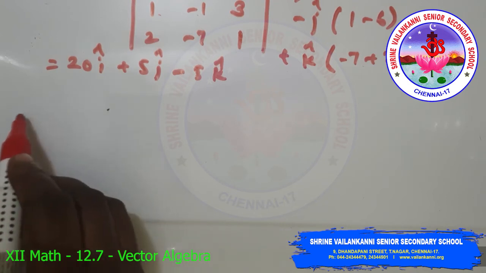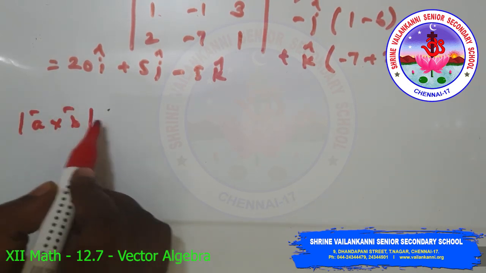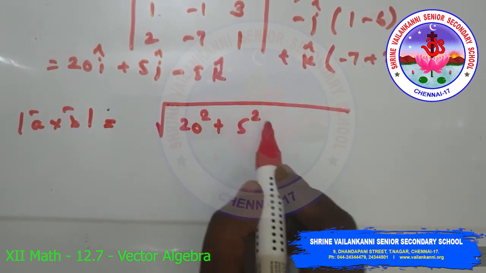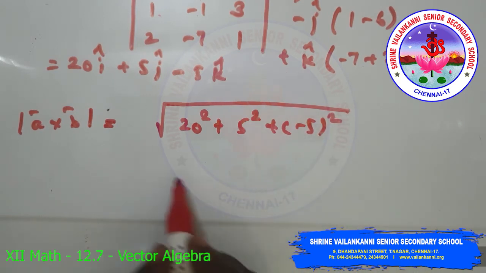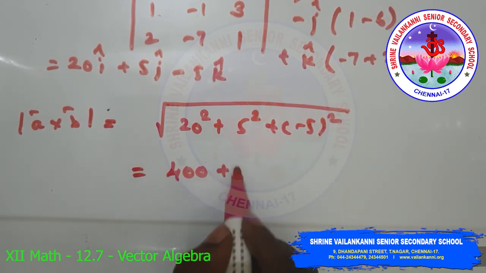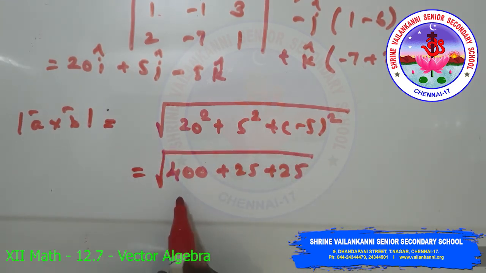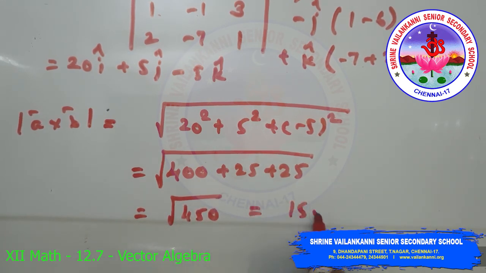Now we need to find the magnitude of a cross b, which is 20² + 5² + (-5)², which is equal to 400 + 25 + 25, which is equal to root 450, which is 15 root 2 square units. So the area of a parallelogram is |a cross b|. So using the determinant form, we find the magnitude of this, which is 15 root 2 square units.